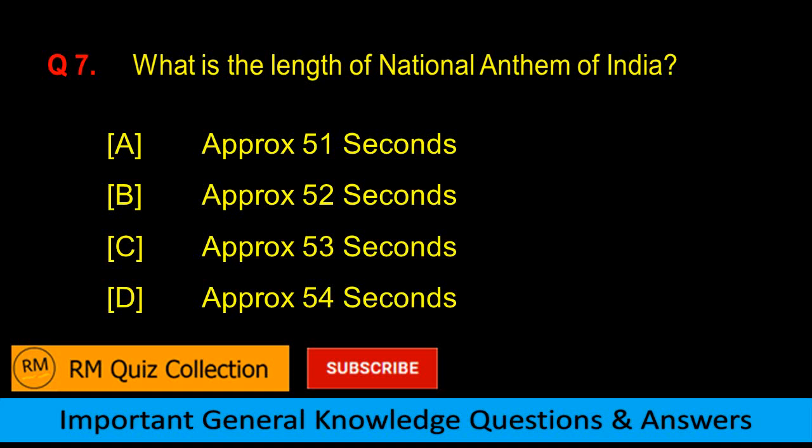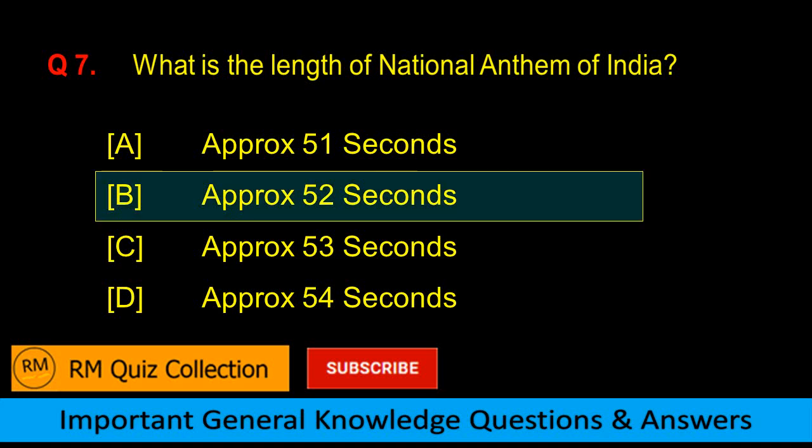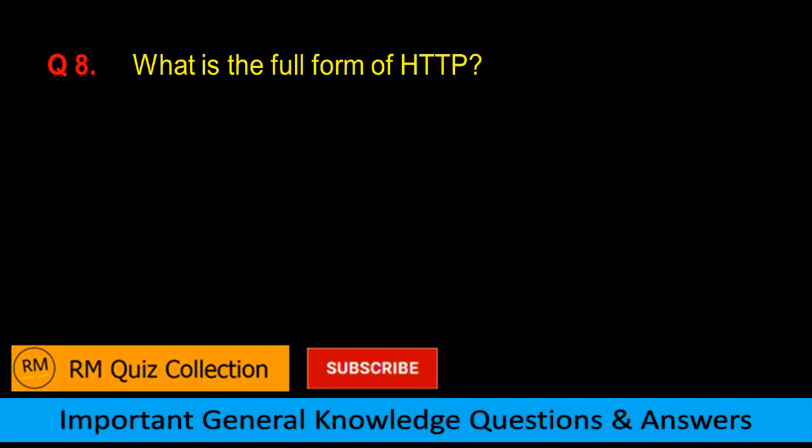Question 7. What is the length of national anthem of India? Your options are A. Approx 51 seconds, B. Approx 52 seconds, C. Approx 53 seconds, D. Approx 54 seconds. Your answer will be option B. Approx 52 seconds.